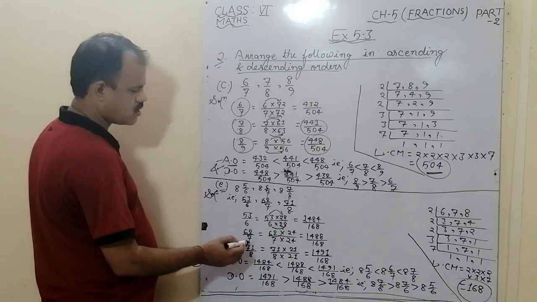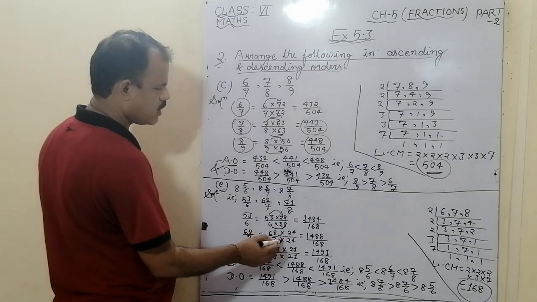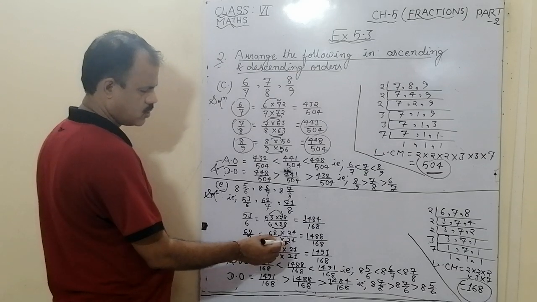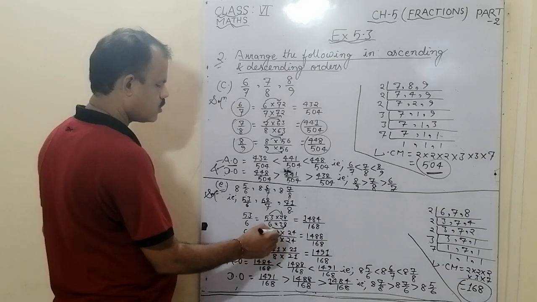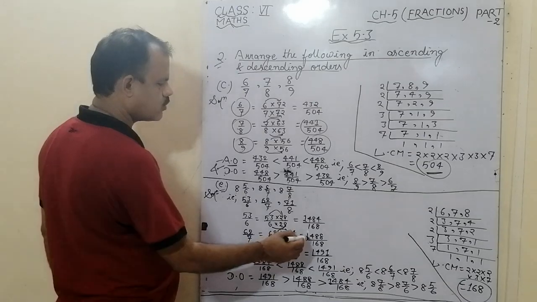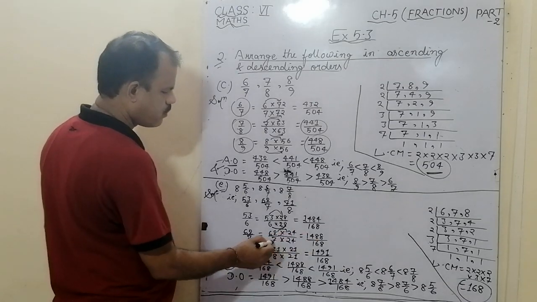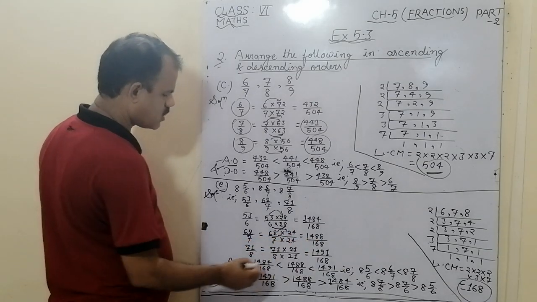Okay. Next, 62 by 7. For 62 by 7 we multiply by 24, both numerator and denominator. 62 into 24 becomes 1488, and 7 into 24 becomes 168.